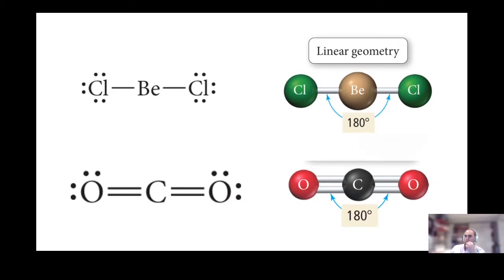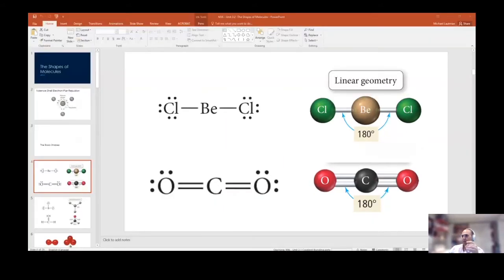Now, so now we've got linear. So this is the simulation. You can watch this or you can go play along if you like, whatever you would like.